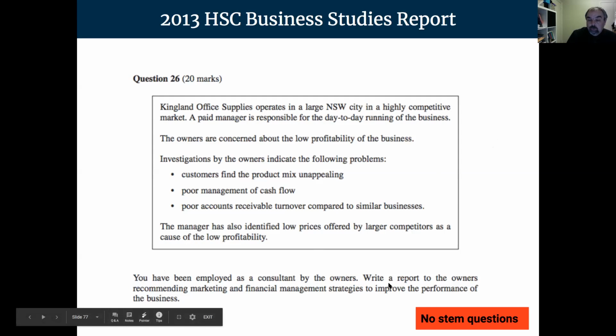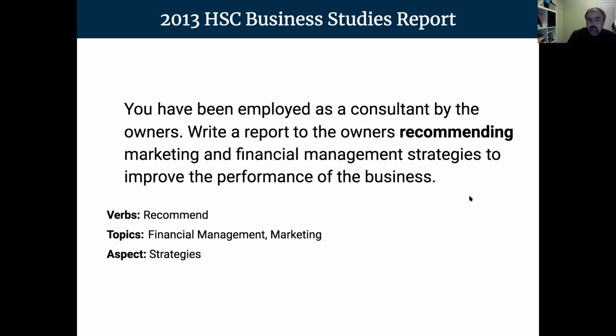All right. Here we're asked to write a report recommending marketing and financial strategies to improve the performance of the business. It's pretty straightforward because it's basically saying, write about a couple of marketing and financial strategies, link it to the stimulus and give reasons for it. But again, don't be put off by the fact that it's in sentences. So the verb is recommend, the topic is financial management and marketing, and we're looking at strategies there.